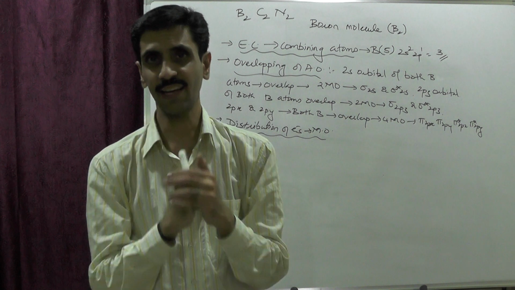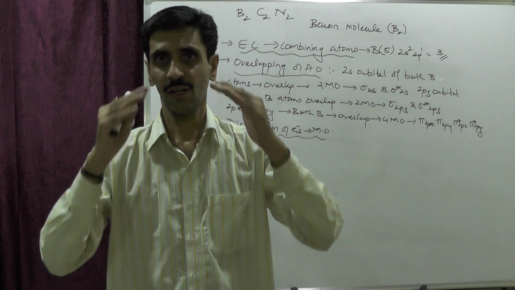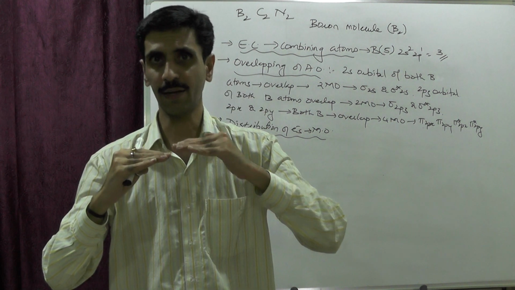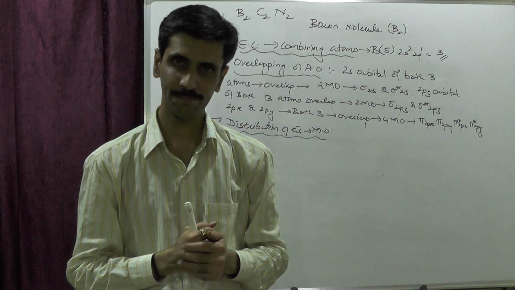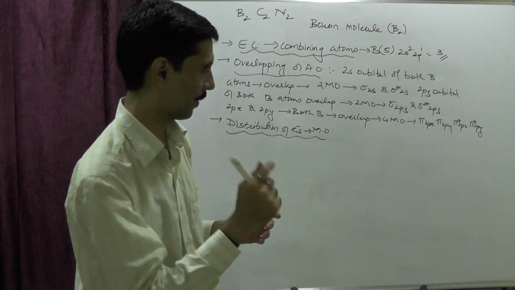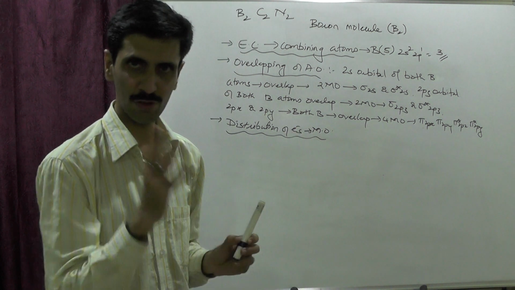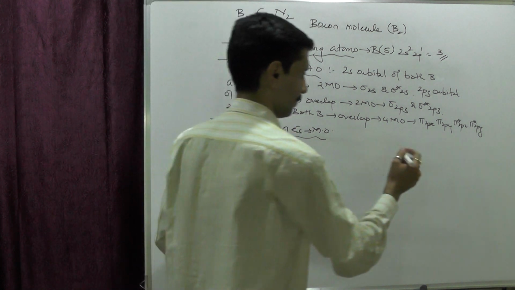Okay? So because of this, what will happen is that the sigma 2pz energy level becomes higher than the pi 2px and pi 2py. Alright? I'll explain this with the help of a diagram so that you can recollect.